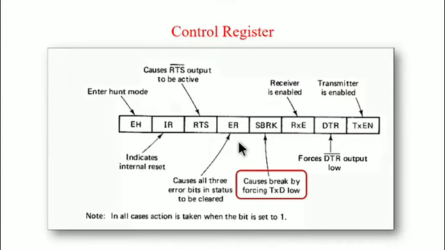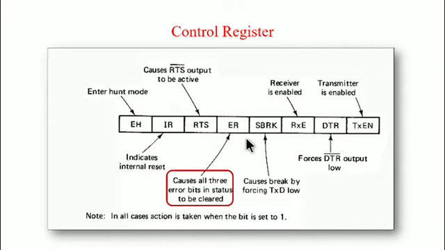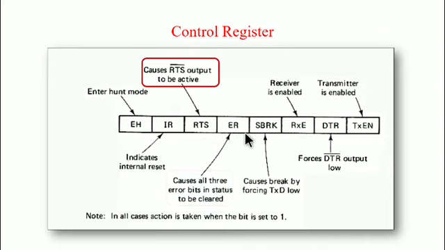Next is SBRK, send break character. If 1, it forces the transmitter data low; 0 means normal operation. Next is ER, error reset. If 1, it resets the error flags, that is PE, OE or FE. Next one is RTS, request to send. Already we have discussed this one. If 1, it means RTS is enabled.